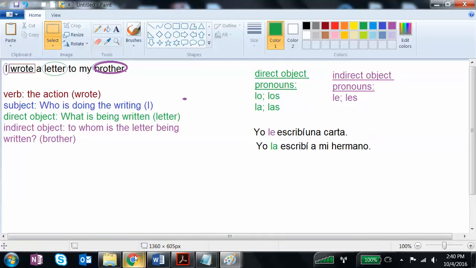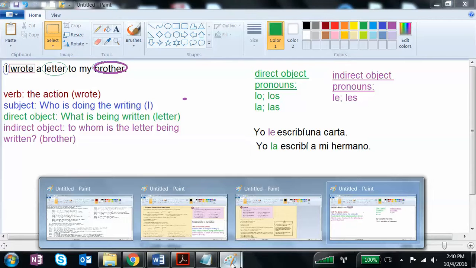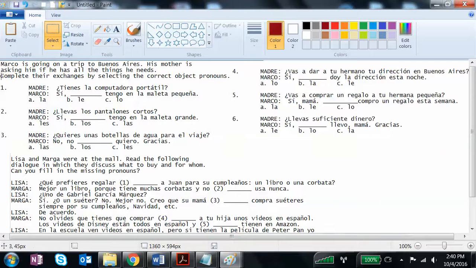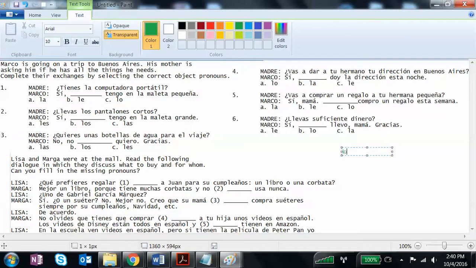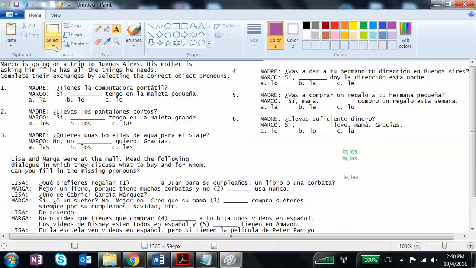Okay, so let's do a little bit of practice. Marco is going on a trip, and remember that we have our direct object pronouns, which are lo, los, la, las, and we have our indirects, which are le, les. So we're deciding whether we need an indirect or a direct in each of these situations.